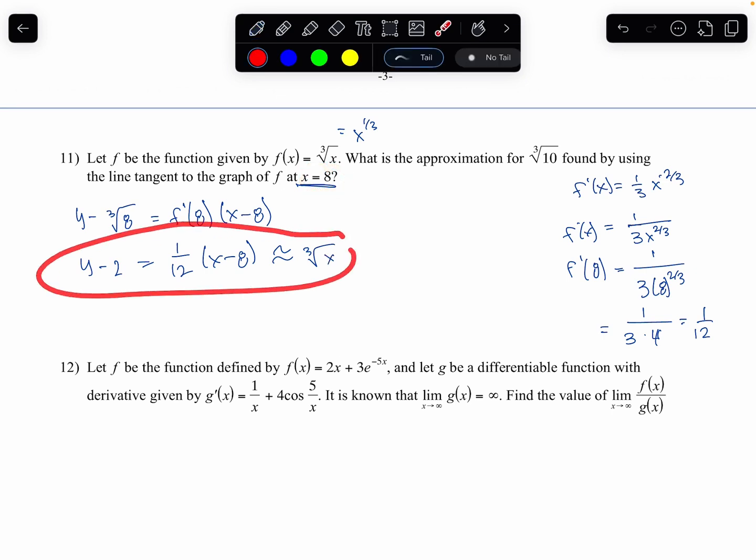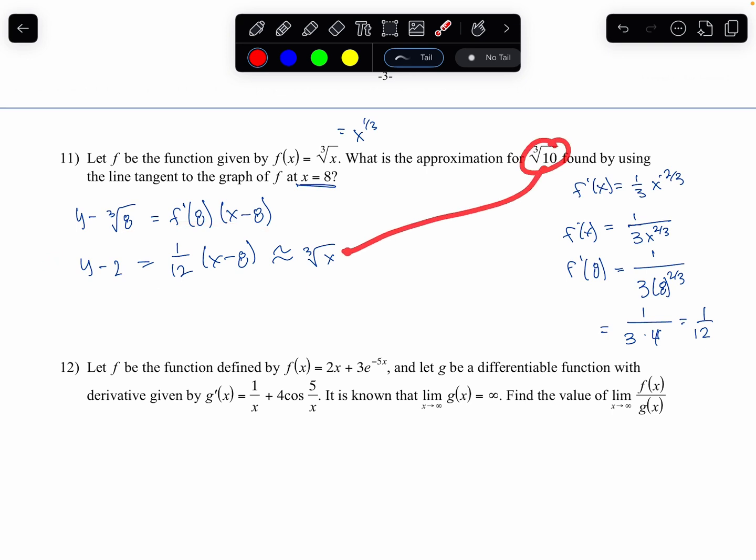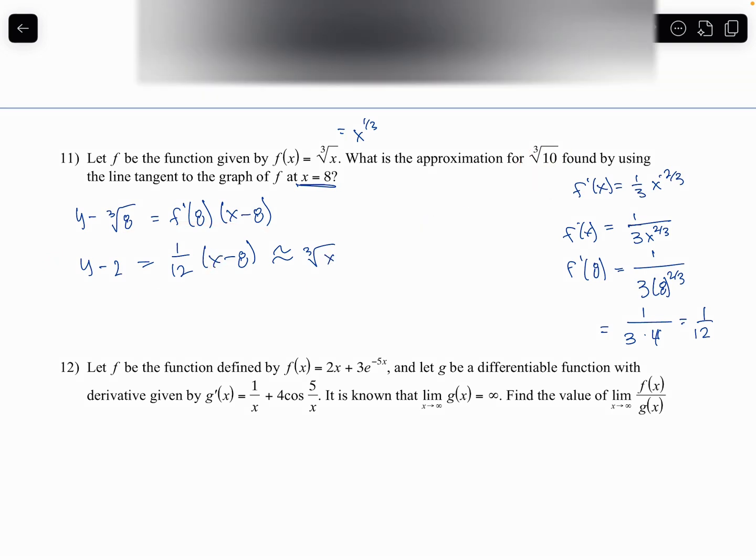Okay, now this right here is all approximating the cube root of x around values of x equals 8. So we want to approximate this at x equals 10. So y is going to be equal to 1/12 times 2 plus 2, which is going to be 1/6 plus 2. You guys can use a calculator, or you can give an exact expression, whichever one works for you. Okay.